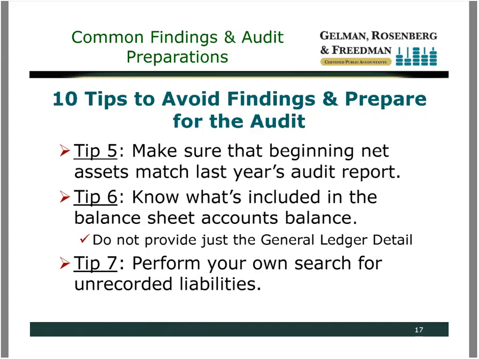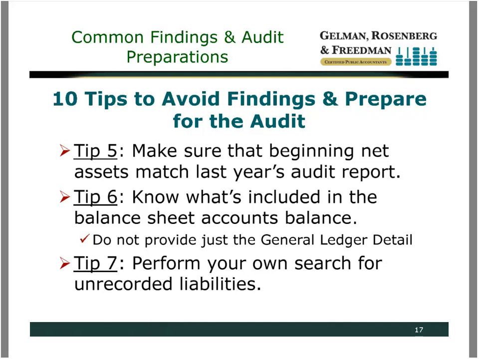Let's do our third and final word for the CPE. It's findings. We've already talked about tip 5, beginning balances and assets reconciled to last year's report. We need a good starting point to even start the audit. So if that's going to change, then there's your first audit adjustment. Bob already mentioned tip 6. Know what's included in those balances, not just the GL detail. We want just what is as of that fiscal year end date, and that's it.